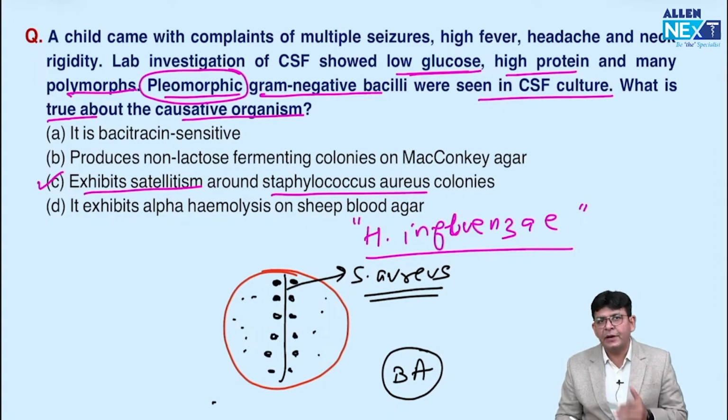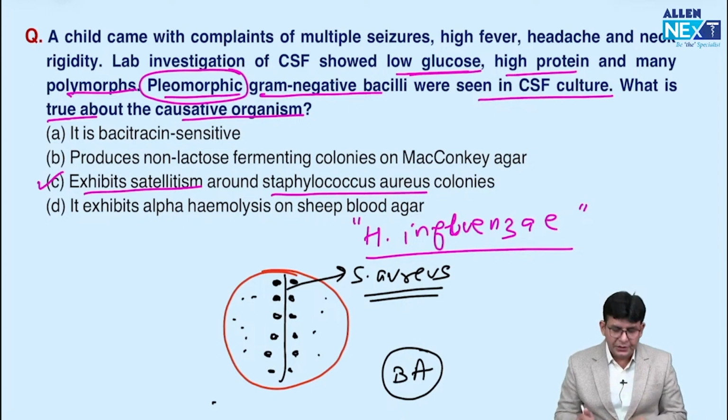Because they have got the required factors X and V near to this streak, and that's why we say that they are looking like a satellite around the Staph aureus streak. This is termed as satellitism. Okay, is it fine? So this is satellitism, and that is being shown on which media? Blood agar. But Haemophilus influenzae loves to grow on what? It loves to grow on chocolate agar. Okay, it loves to grow on which media? Chocolate agar. Fine.